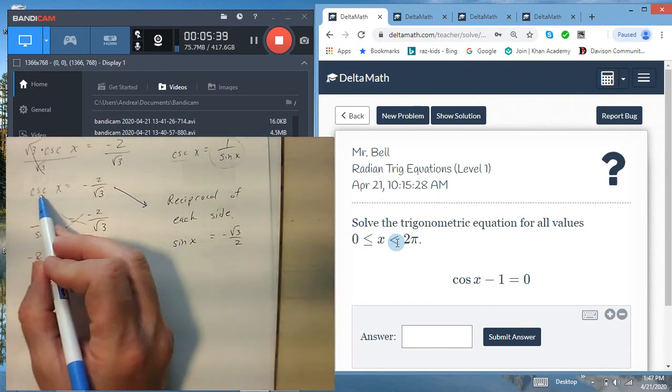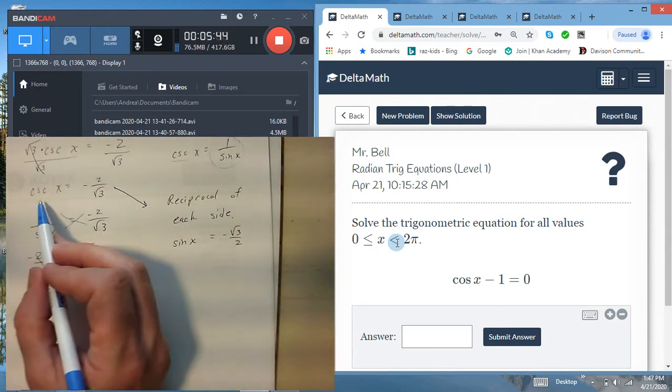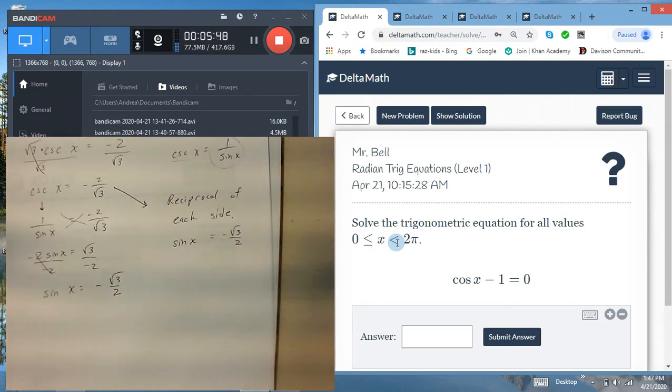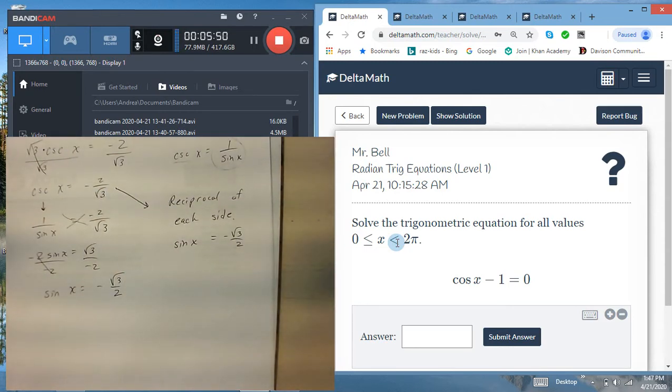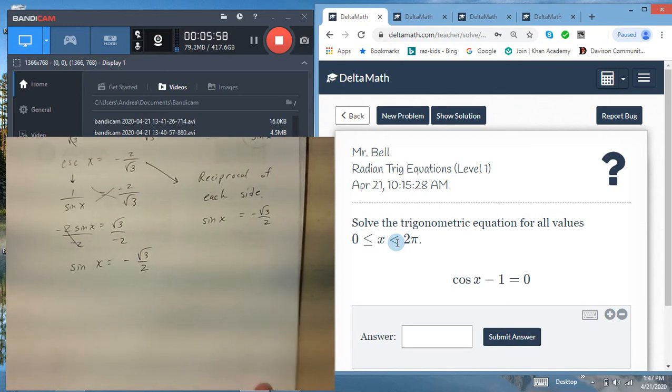So if you had like a secant right there, you'd say cosine. If you had a cotangent x, then you'd say tangent on the left, and just flip over the right side, okay? All right, now from here, this should look familiar if you did your problems earlier in the week. Okay, so we just continue and solve this the rest of the way.